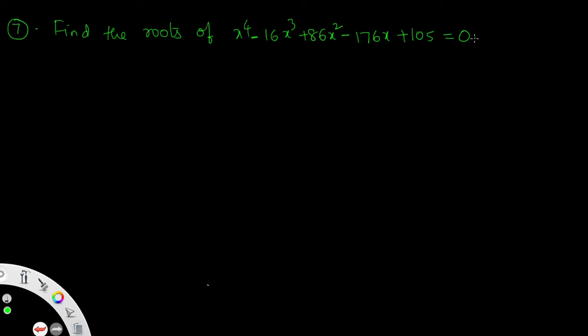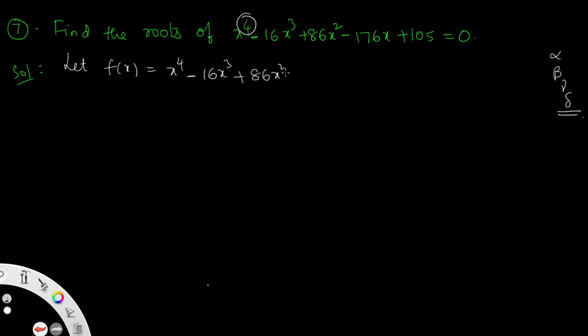Let the equation be f of x. A fourth degree equation means you can get the roots alpha, beta, gamma and delta. Let f of x equal the given equation: x power 4 minus 16x cube plus 86x square minus 176x plus 105 equal to 0. Out of the 4 roots, we have to find one root just by using the simplest method, the trial and error method.